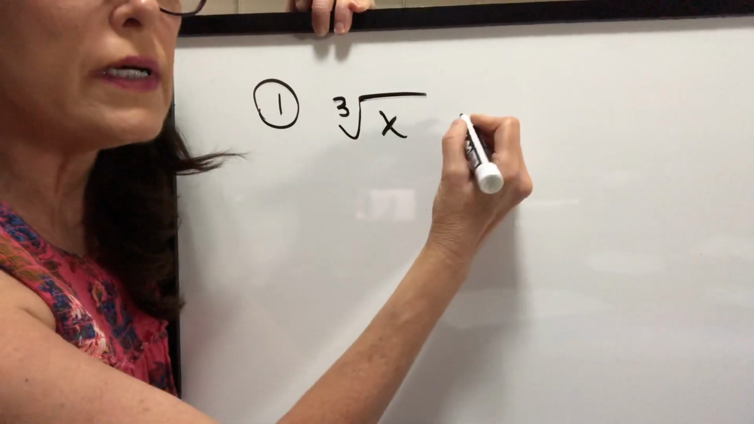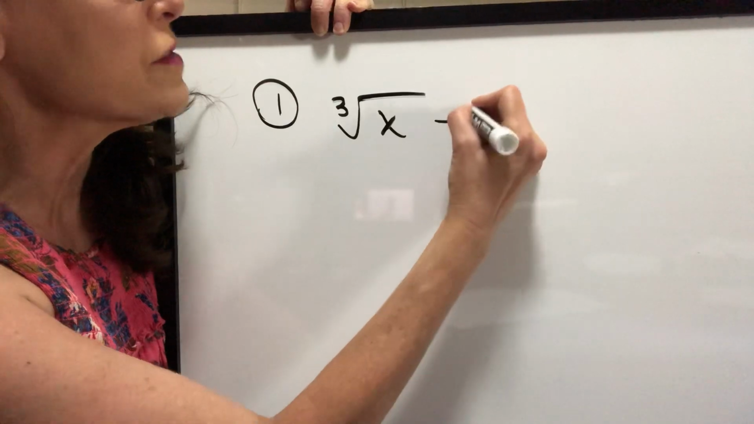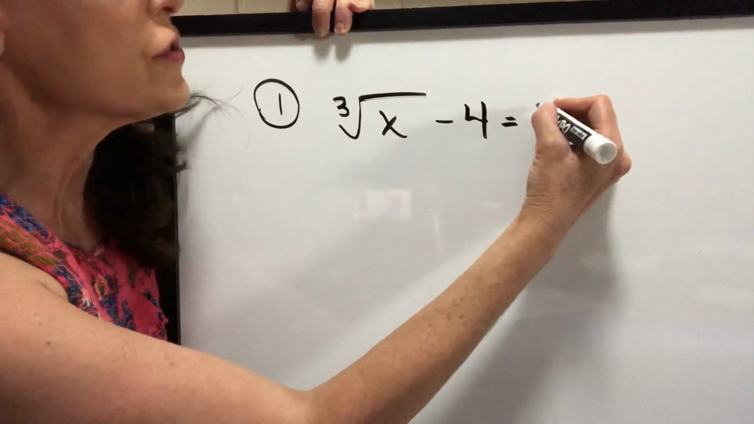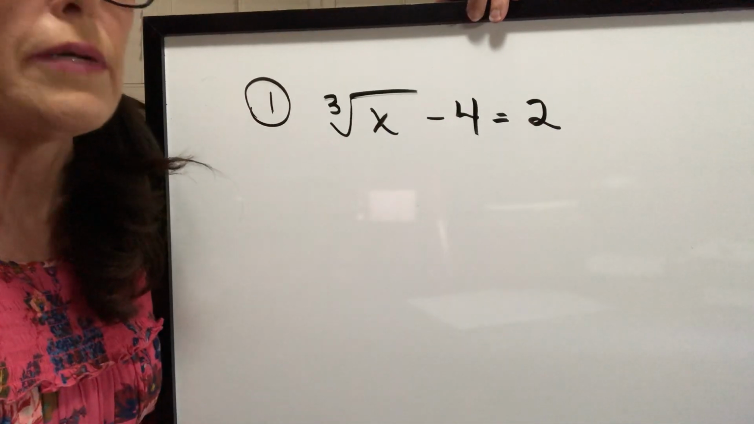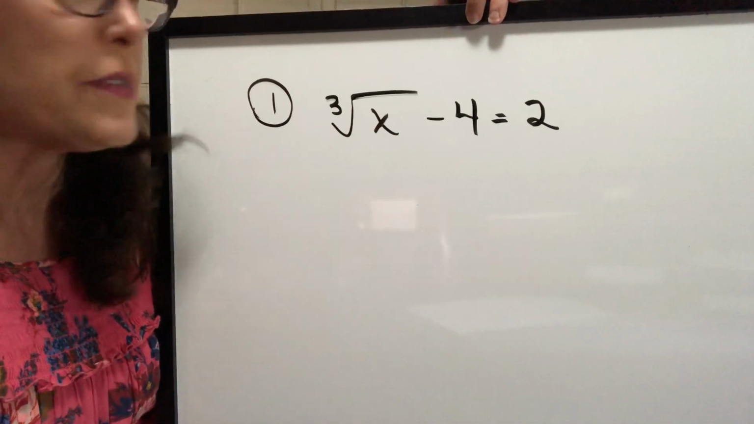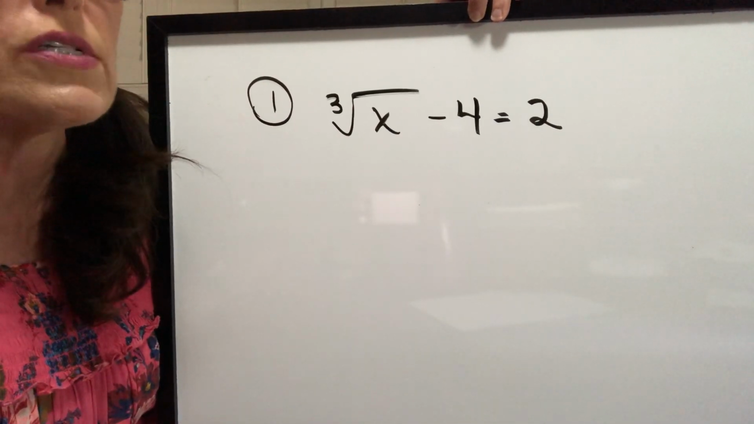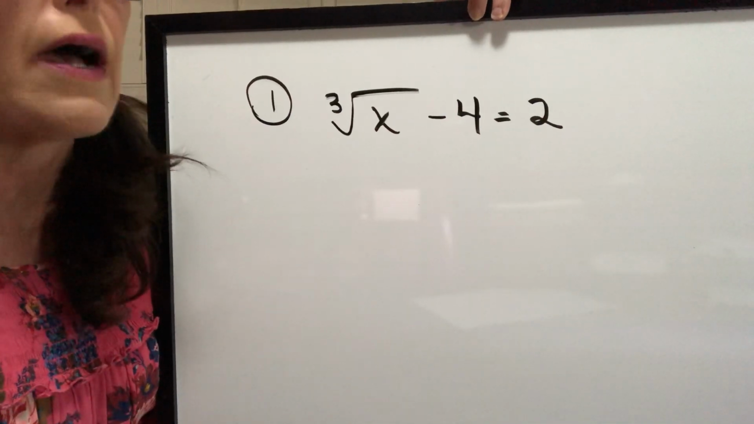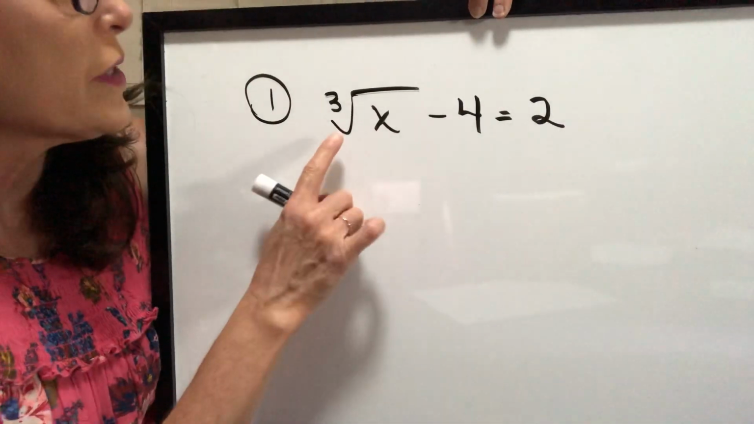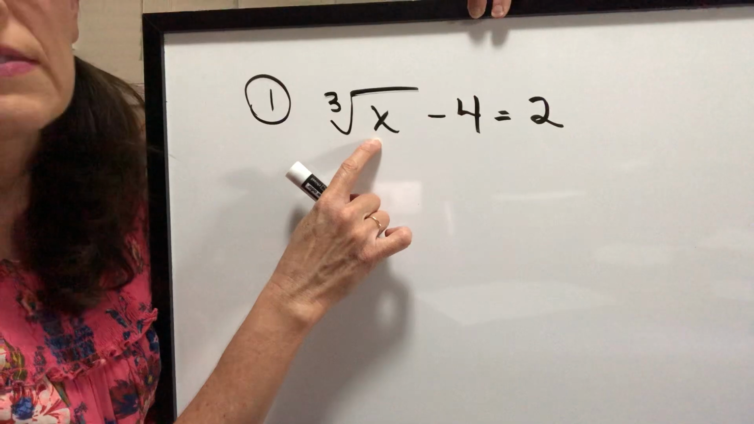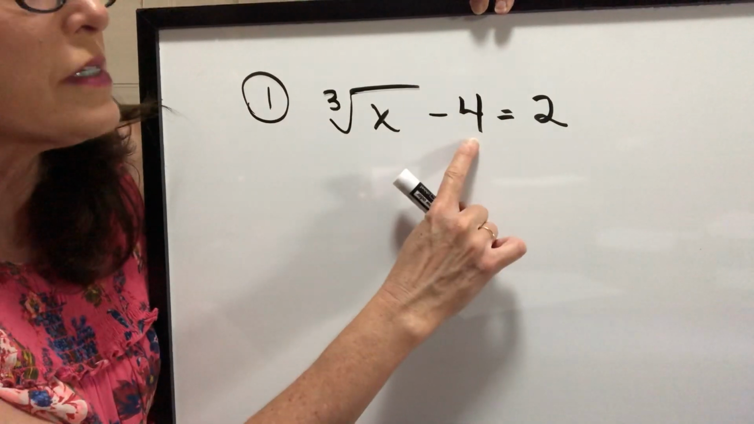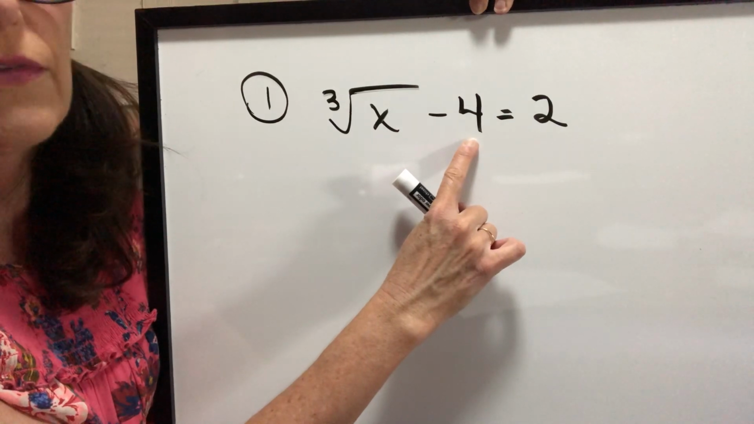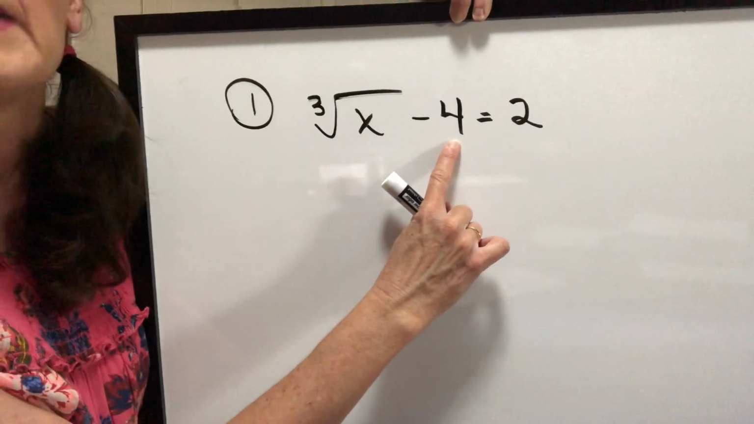Okay, so number one is the cube root of x minus 4 equals 2. Okay. So if you look at the top of the page, you'll see that there are bullet points. We're going to follow those steps and I'll explain what each one means. So notice that the first thing it says to do is isolate the radical. So in this case, the cube root of x, that's the radical that we want to be isolated or by itself. So this negative 4 is not part of the radical, so that means we want to eliminate that number.